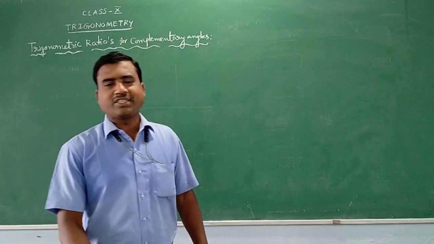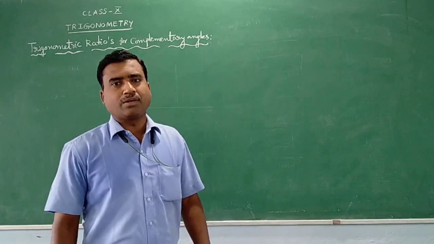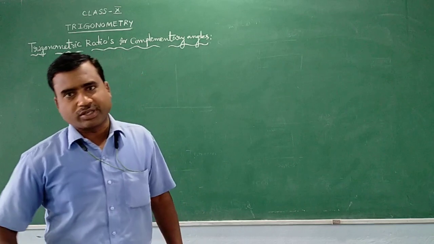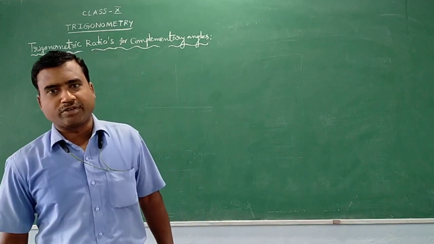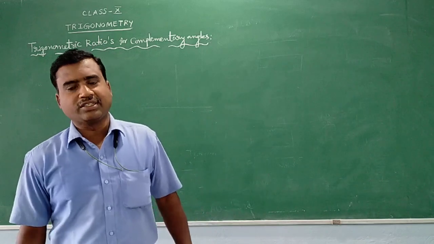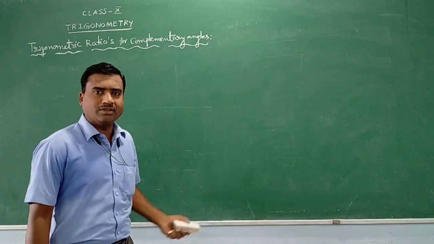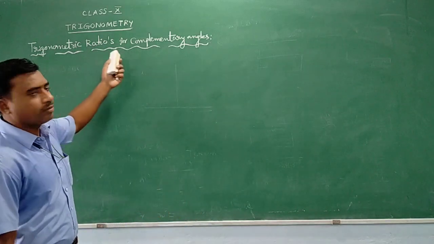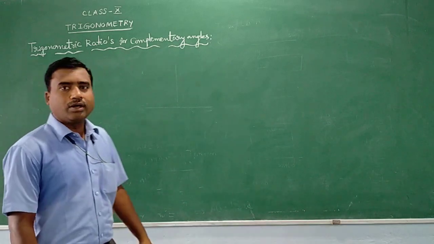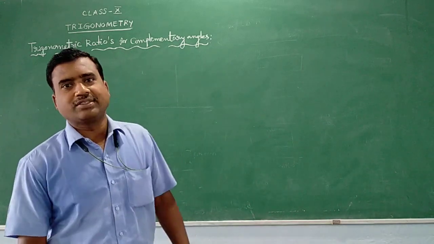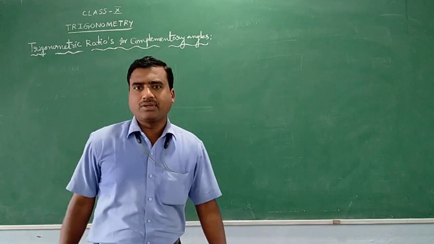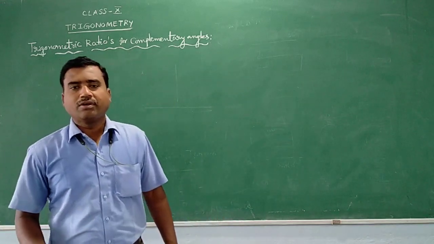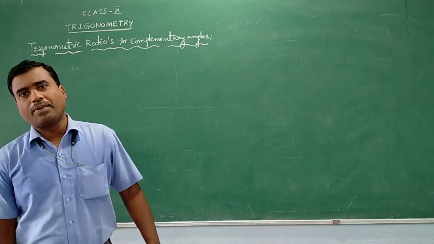So in the last session, we learned about trigonometric ratios for some specific angles: 30 degrees, 60 degrees, 45 degrees, 90 degrees and 0 degrees. In this session, we will learn trigonometric ratios for complementary angles. So children, before going to this concept, first let us discuss what complementary angles are.